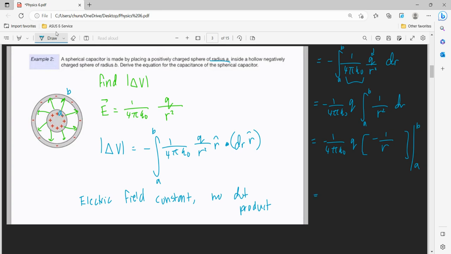Continuing to write this out, it's negative 1 over 4 pi epsilon 0 q. And this is negative 1 over b plus 1 over a, or you could say 1 over a minus 1 over b.